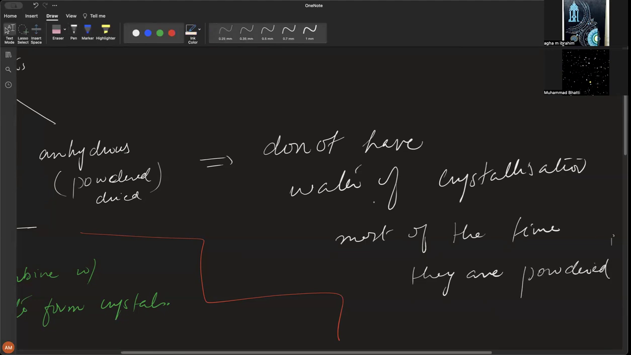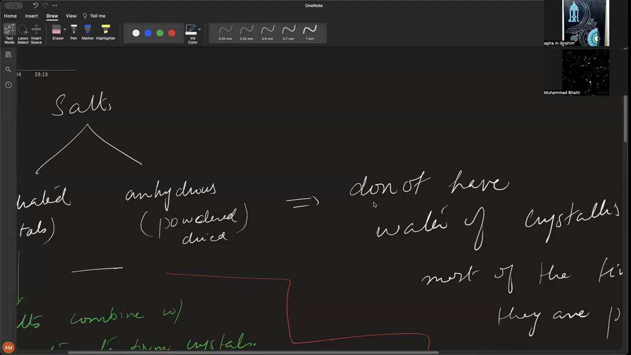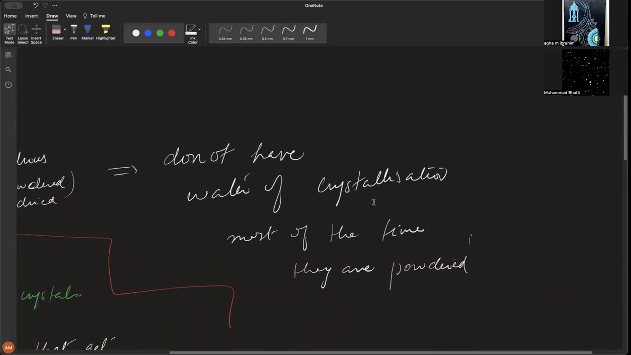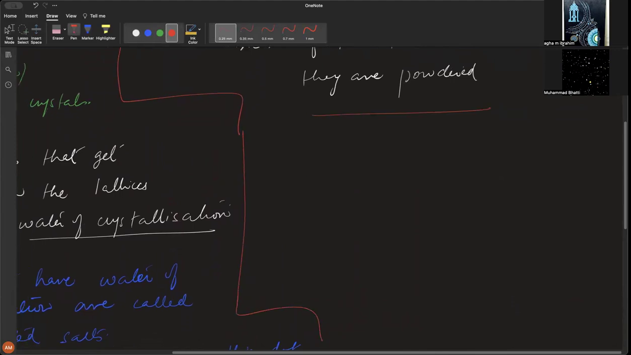In a powdered form. All right. This is also one of the tests for water. Do you know how do we really test water? Test for water. You can just write it over here quickly. Test for water. How do you write test for water?